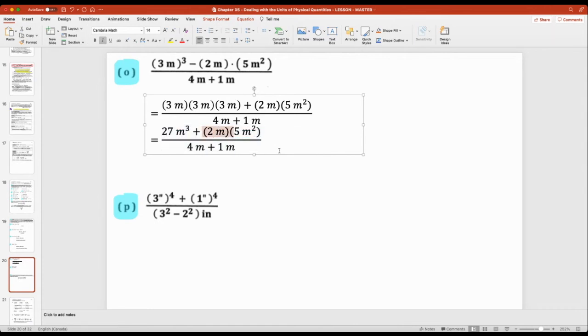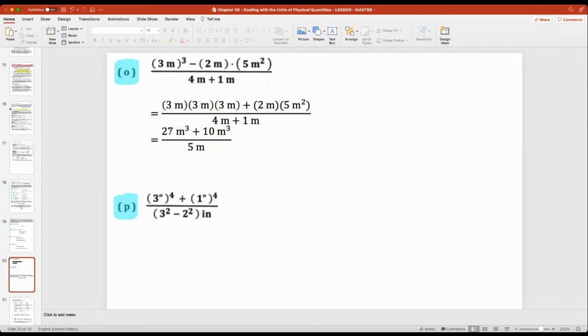And what's 2 meters by 5 meters squared? So 2 times 5 is 10. Thank you. Then you have meters cubed. And on the bottom, 4 meters and 1 meter is 5 meters. So before we proceed, is this operation possible? Is this legal? Can we do this? Can we simplify this?